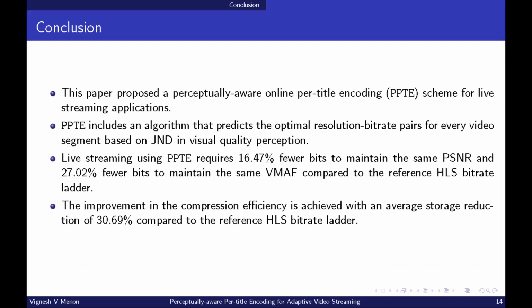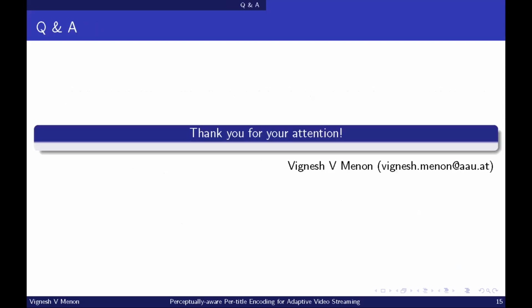To conclude, this paper proposed a perceptually aware online per-title encoding scheme for live streaming applications. The proposed scheme includes an algorithm that predicts the optimal resolution-bitrate pairs of every video segment based on JND in visual quality perception. It is observed that live streaming using the proposed scheme requires 16.47% fewer bits to maintain the same PSNR and 27.02% fewer bits to maintain the same VMAF compared to the reference HLS bitrate ladder. The improvement in compression efficiency is achieved with an average storage reduction of 30.69% compared to the reference HLS bitrate ladder.